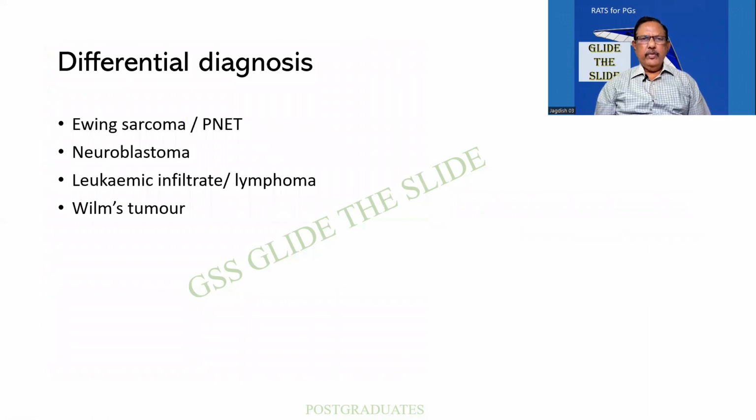The differential diagnosis for the blastemal tumors will be: one is Ewing sarcoma or a primitive neuroectodermal tumor, neuroblastoma, infiltration with leukemia or lymphoma, Wilms tumor. These are some of the differential diagnoses, and age and clinical history will be important.